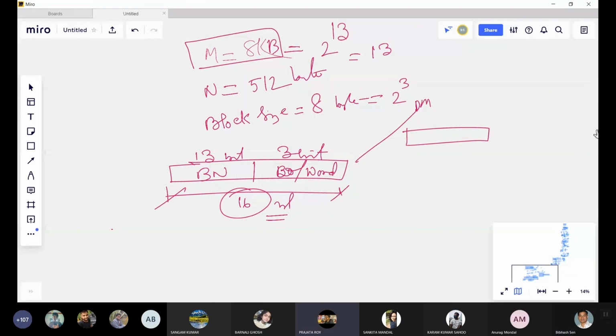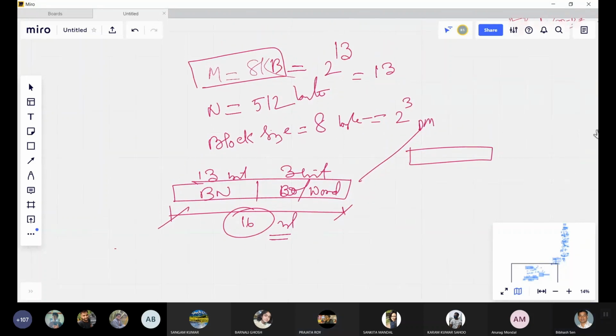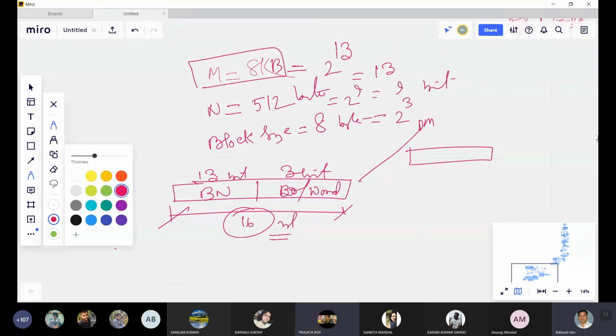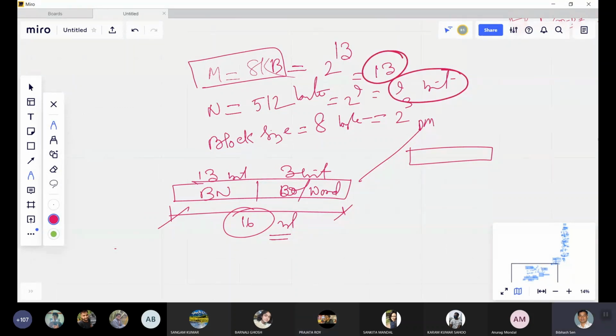Sir, N is the cache size, right? N equal to 512 bytes is the cache size. 512 bytes means how much? 2 to the power? Sir, 9. 9. So you found 9 bits. This is the 9 bits. This is the 13 bits. And here also 3 bits for block offset.